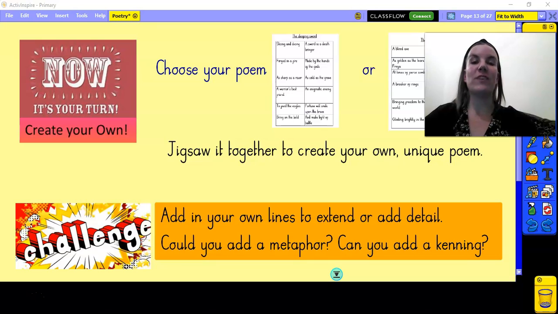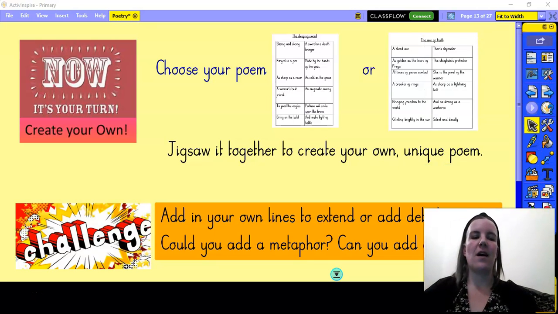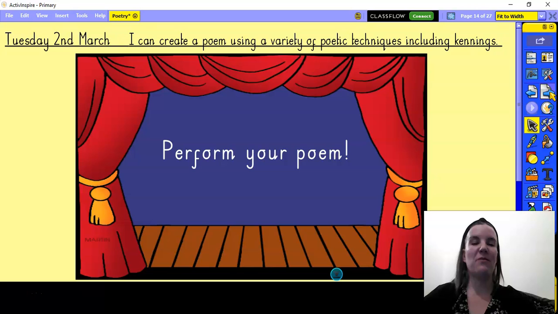Okay, if you are really brave, as I know some of you are, I'd love it if when you're performing your poem, when you've got your final poem and you're happy with it, including your own lines, I'd love it if you could video them and send them to me. I'd really love to see some of these poems being performed.